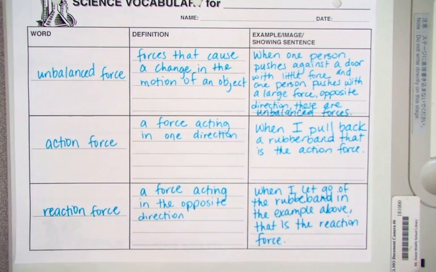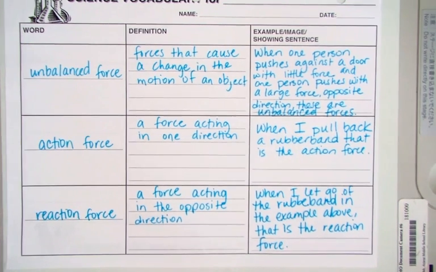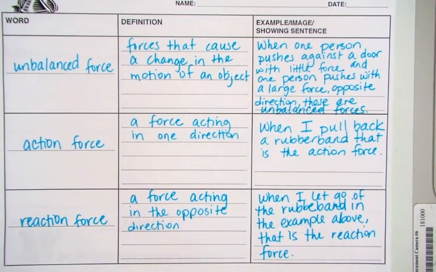Make sure you've gotten all these definitions down, and I'll zoom in a little bit more so you can make sure you have it written correctly. And that concludes the 6 vocabulary words for Newton's laws for A1.